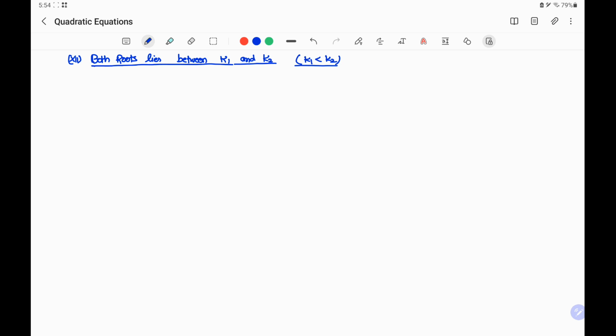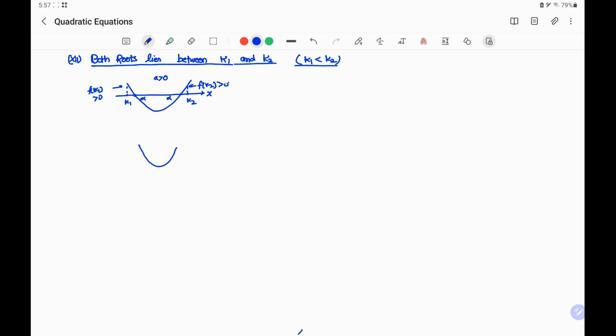Both roots lie between numbers k1 and k2. First we draw a graph. This is the graph cutting the x-axis at two distinct points, that is alpha and beta. There are the two points, say k1 and k2. For the graph here, because it is upward opening, a is greater than 0, and the value of the function at point k1 is f(k1), and from the graph we can say it is greater than 0, and similarly f(k2) is also greater than 0.